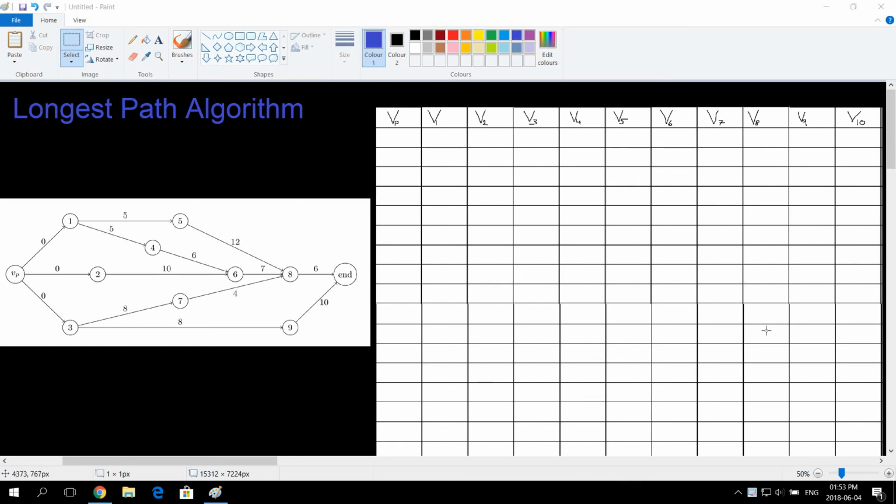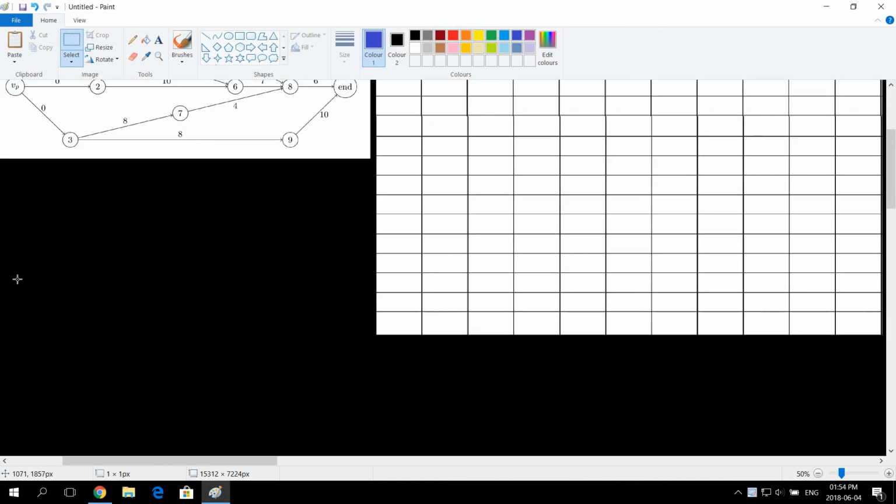Okay, hi guys. I'm quickly gonna work through this algorithm, longest path. So before I begin, there's an important label that you guys should all try and remember. It's this one. It's L of your VI.